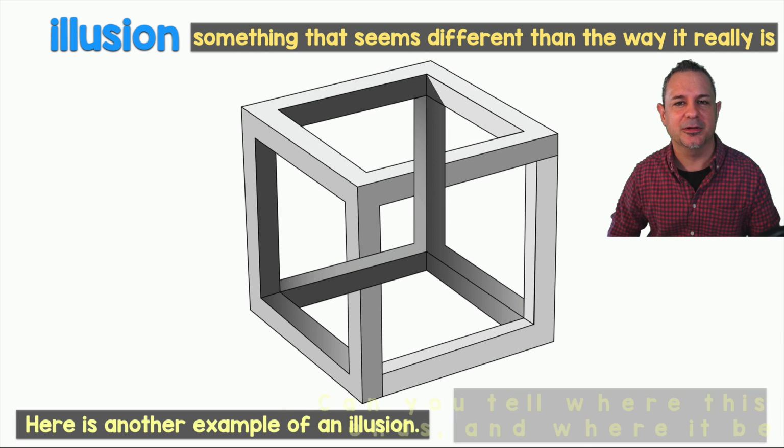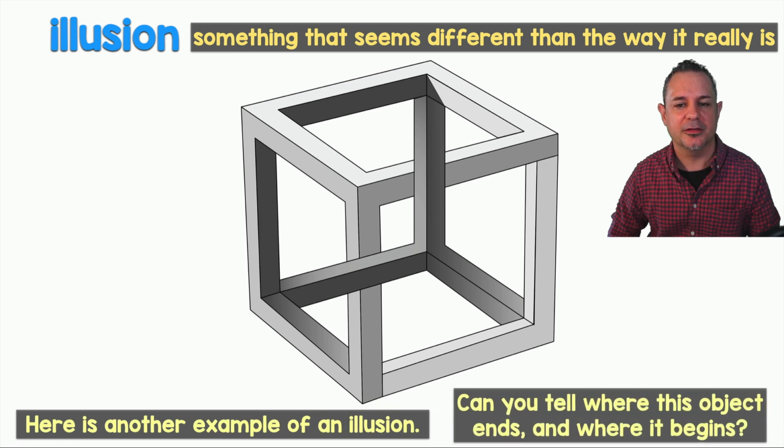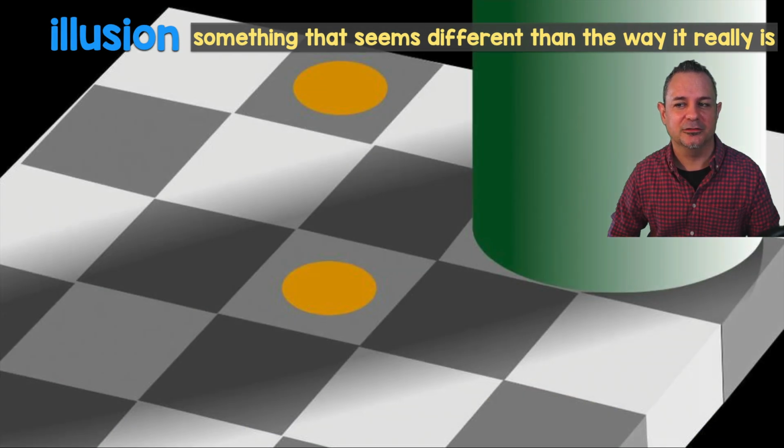Here's another example of an illusion. Can you tell where this object ends and where it begins? Don't stare at it for too long. You might get a headache. Here's another example of an illusion. Take a look at the 2 ovals. Which oval is darker? Is this one darker? Or is this one darker?